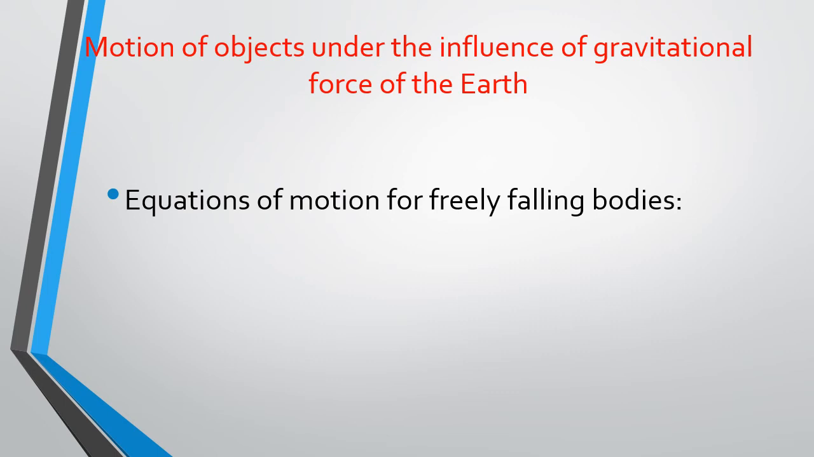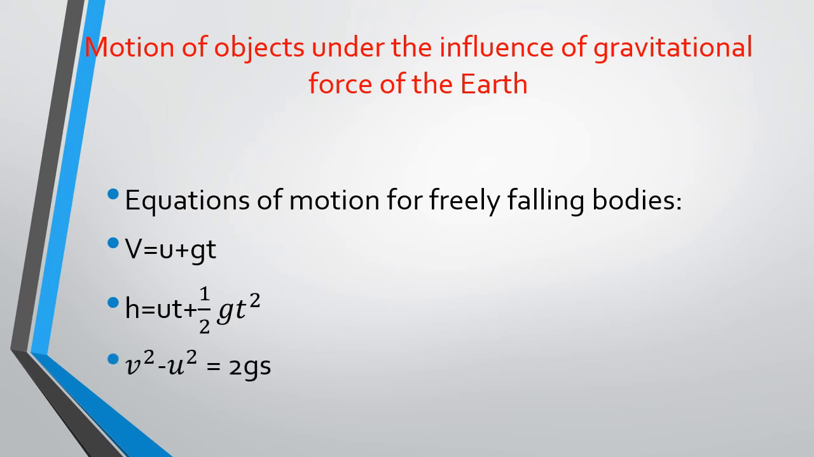In the general equations of motion, we replace acceleration small a by acceleration due to gravity small g. Then the equations will be v is equal to u plus gt, h is equal to ut plus half gt square, and v square minus u square will be equal to 2gs.